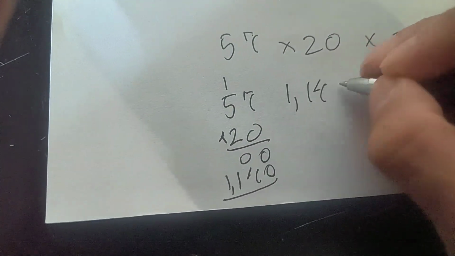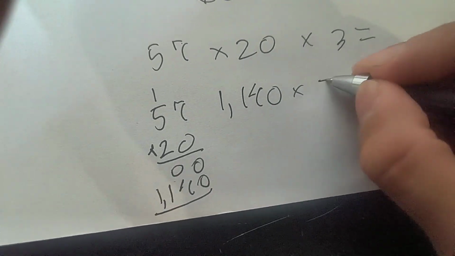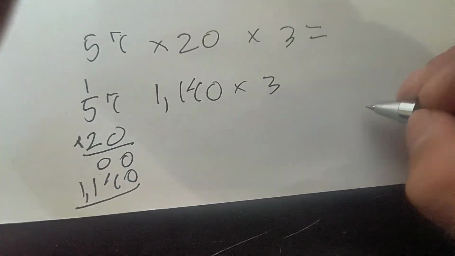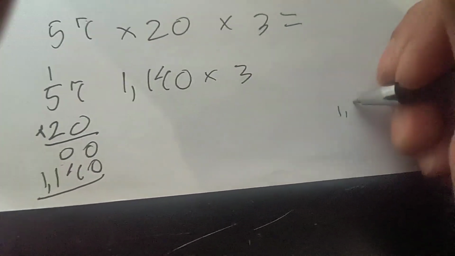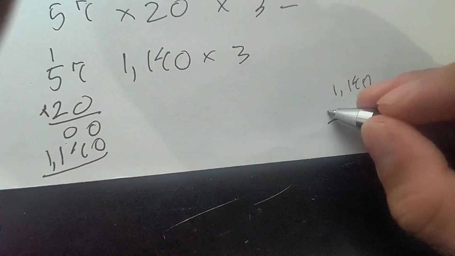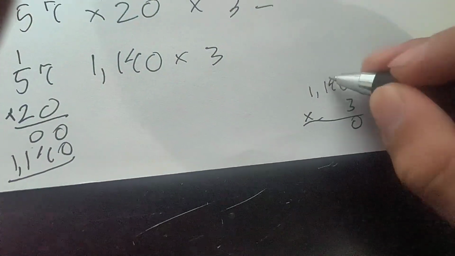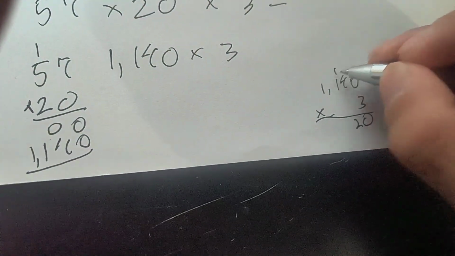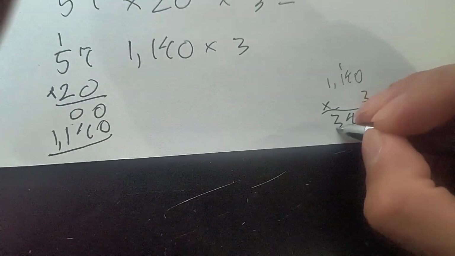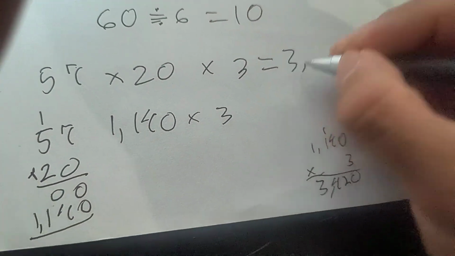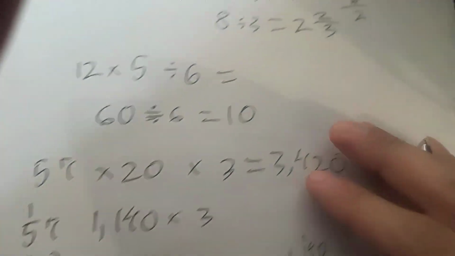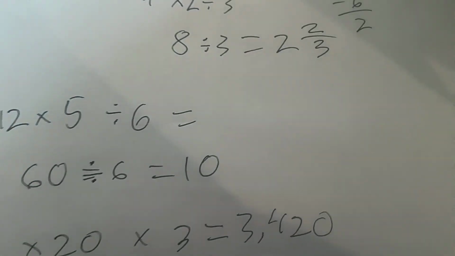1,140 times 3. 1,140 times 3. We can do this again like this. 1,140. And then 3. 3 times 0 is 0. 3 times 4 is 12. 3 times 1 is 3. Plus that 1 is 4. 3 times 1 is 3. So 3,420. Like that.